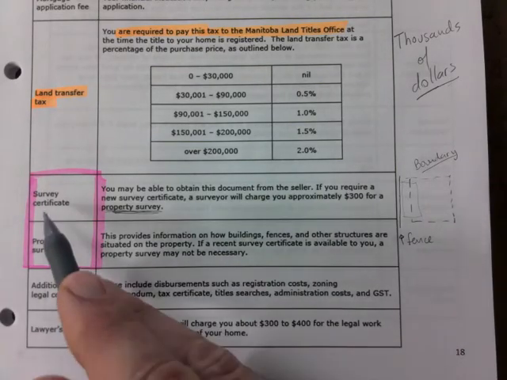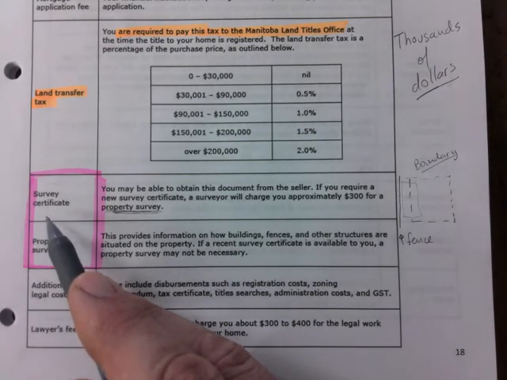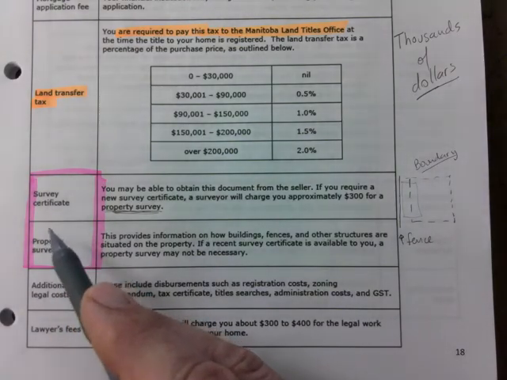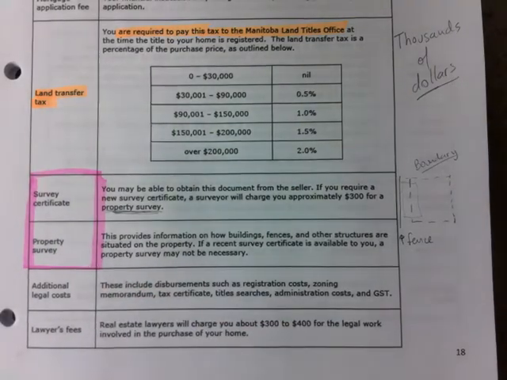You want the survey. If there is no survey of your property, you're going to have to pay to get it. I would strongly recommend you get it. The banks usually require it. Okay, next.